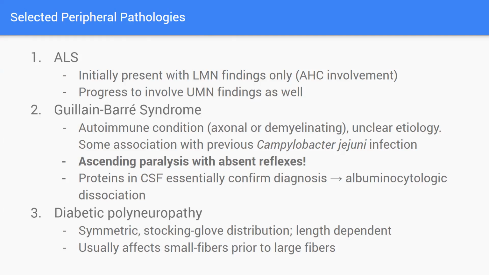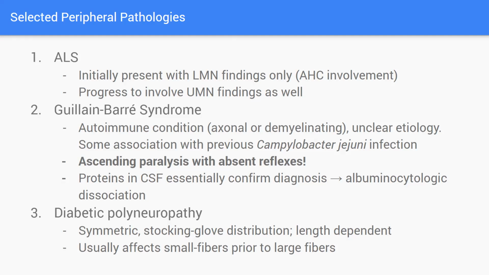The other things I'll mention as well are diabetic polyneuropathy, mostly because this is a really, really common presentation, and it's the most common stocking glove distribution neuropathy that you'll see. So once again, typically you'll have involvement primarily of the feet, but also the hands.